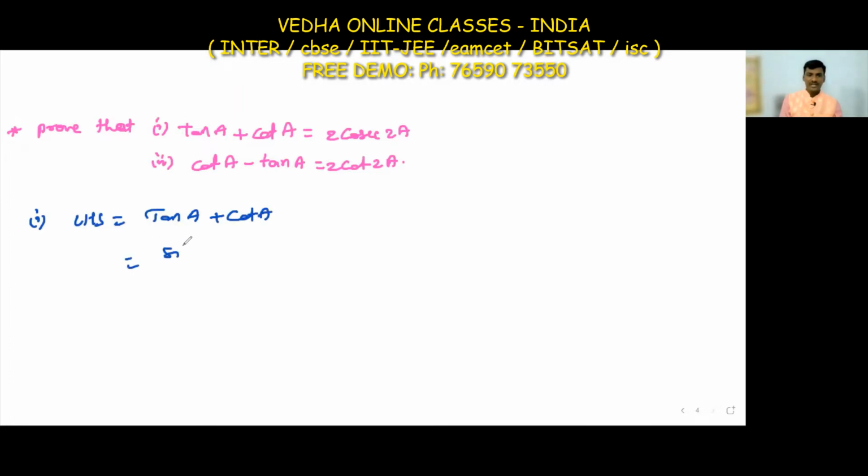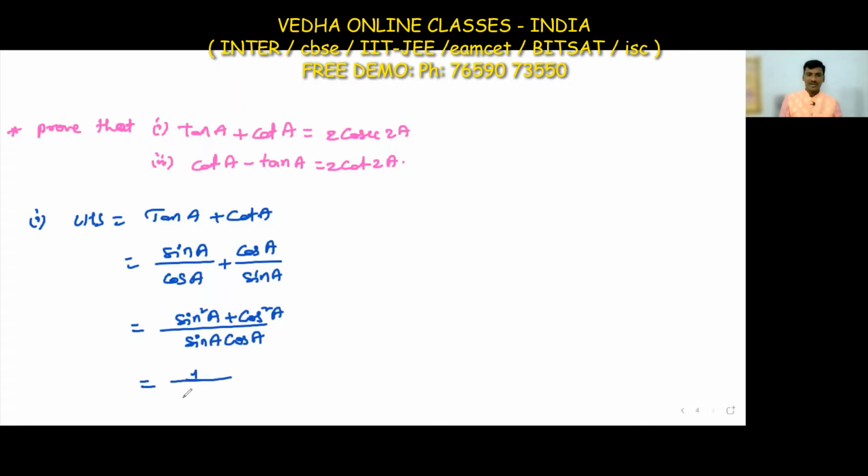What is tan A? Tan is nothing but sine by cos, so sin A divided by cos A, plus cot is nothing but cos A divided by sin A. Now taking the LCM, LCM is sin A into cos A. Sin A into sin A is sin square A, cos A into cos A is cos square A. So here we get sin square A plus cos square A, which is 1. So 1 divided by sin A cos A.